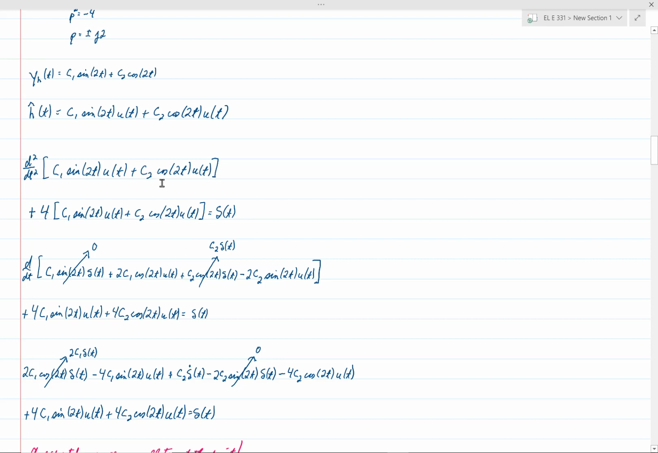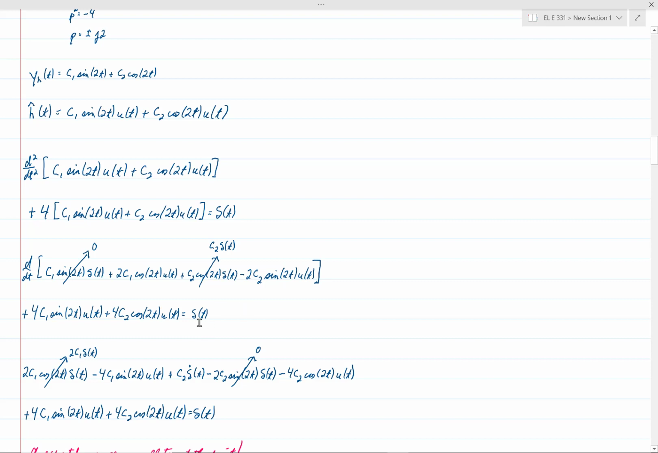And then the same thing here for this second term. We're going to consider C2 cosine 2t to be the first term and u of t to be the second term. So we have the first times the derivative of the second plus the second times the derivative of the first. And then everything else is pretty much just automatic. We bring down this 4, we multiply it by everything in here, so we get 4c1 sine 2t u of t plus 4c2 cosine 2t u of t, and we bring down the delta of t.